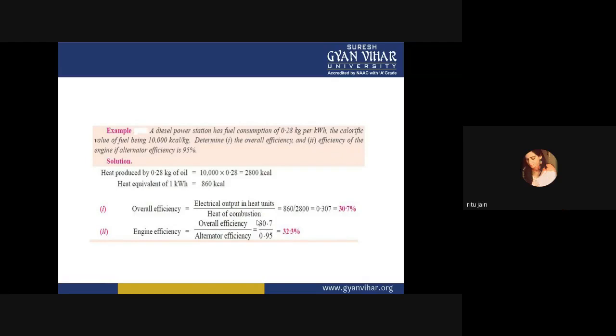So you are getting the overall efficiency of the power plant as electrical output in heat units divided by heat of combustion. Okay, so 860 divided by 2800, which is equal to 0.307, or 30.7%. And the engine efficiency is equal to overall efficiency upon alternator efficiency, which is 30.7 divided by 0.95, which is 32.3%.